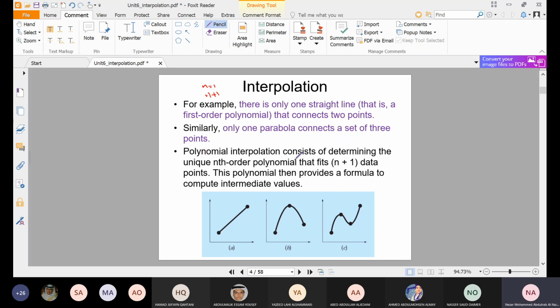So polynomial interpolation consists of determining a unique nth order polynomial that fits n plus 1 data points. This method provides a formula to compute the intermediate values. So we need to have a formula, for example, the form of the interpolating polynomial. After that, we can use this form to compute any intermediate values from the table by using the data in the table.